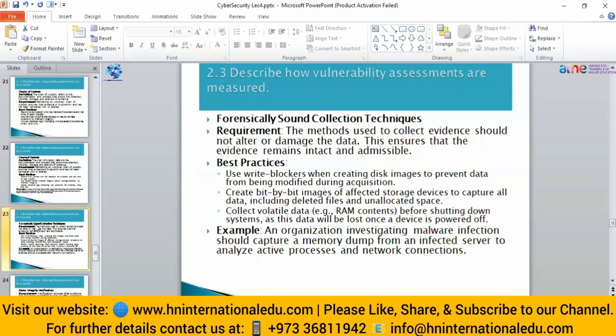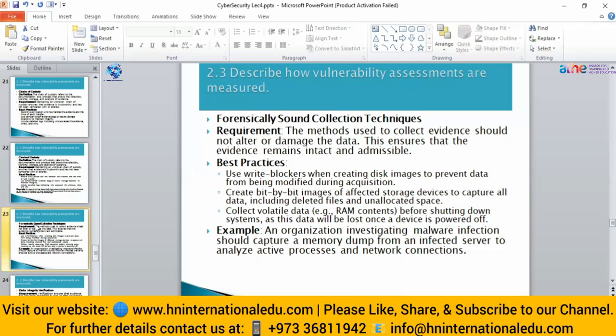You can collect the volatile data, meaning the RAM content, before shutting down the system. We know that volatile memory is temporary, so whenever the system is shut down, the data is lost. Before shutting down the system, you have to ensure that you collect this data, because it will be lost once the device is powered off. So you collect that volatile data first.